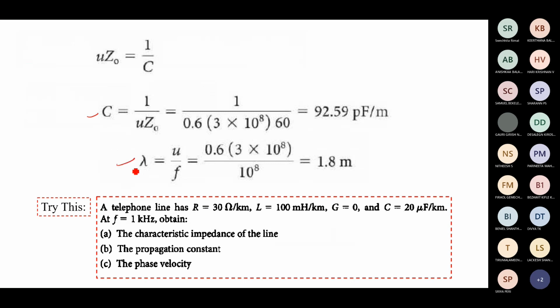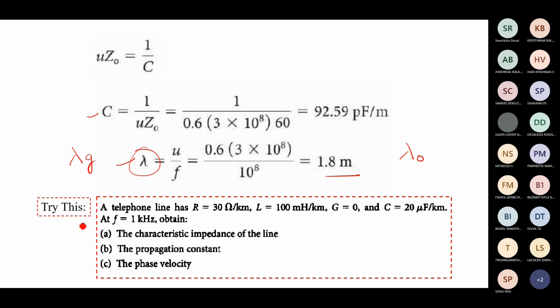Finally, we are calculating the lambda, which is nothing but not c by f, it is u by f. Substitute all the expressions and you will get the wavelength. This is often referred to in most books with a g subscript, which means guided wavelength. The guided wavelength is completely different from the free space wavelength, which is defined as lambda naught. The ratio between them is related to the beta itself.